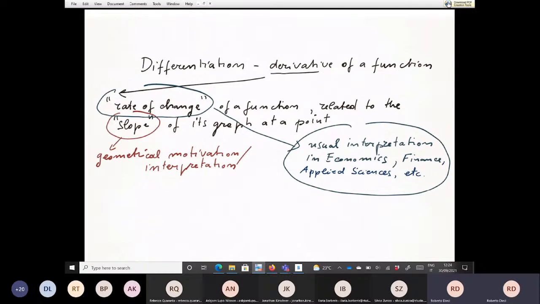Basically I was saying that I focus on both the geometrical interpretation, the slope of the graph of a function, and the interpretation in economics, applied sciences, finance, etc., which is basically the rate of change. The rate of change is also called the marginal change, or the marginal plus the name of the variable. It is a way of denoting derivatives very common in economics.